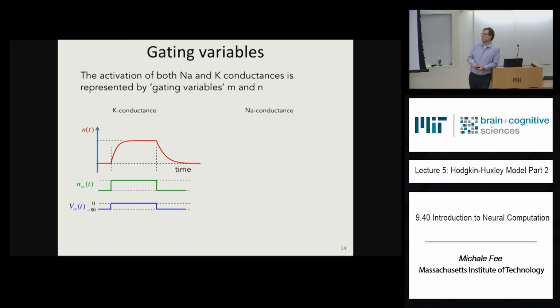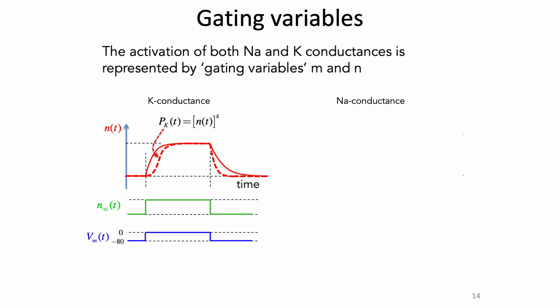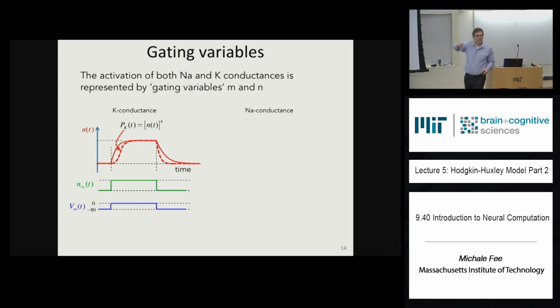How many subunits are there in a potassium channel? 4. And so if the probability that each one is open is n, and there are 4 independent, what's the probability that they're all going to be open? Good. And so the conductance is going to turn on as this relaxing exponential to the 4th, and it's going to have that kind of gradual ramping up.